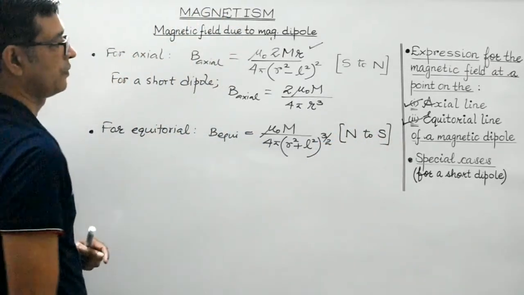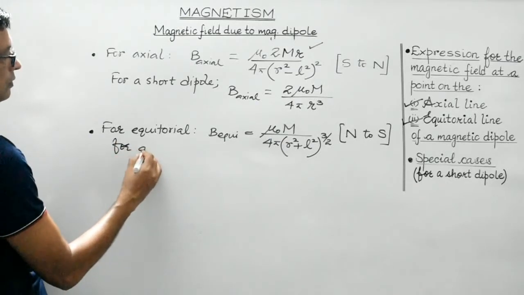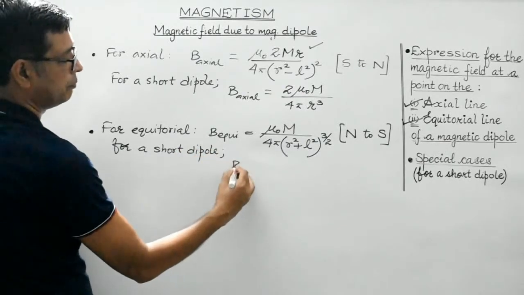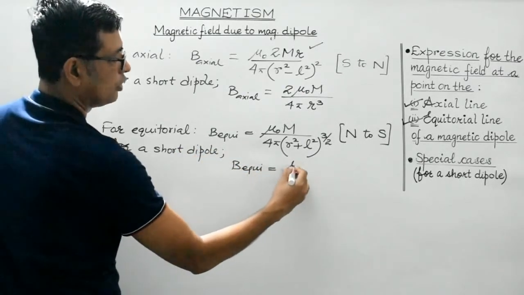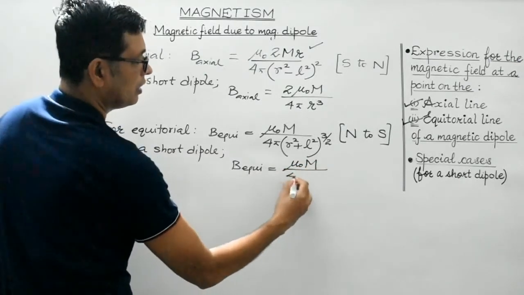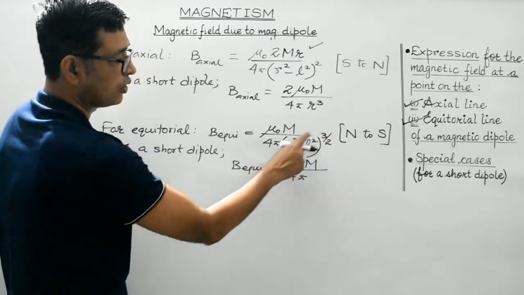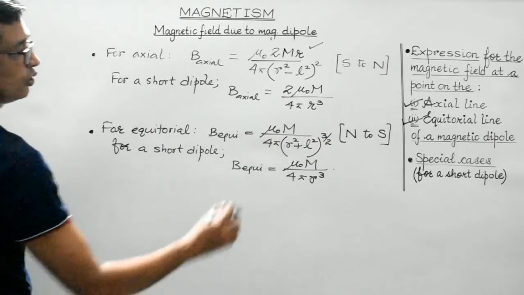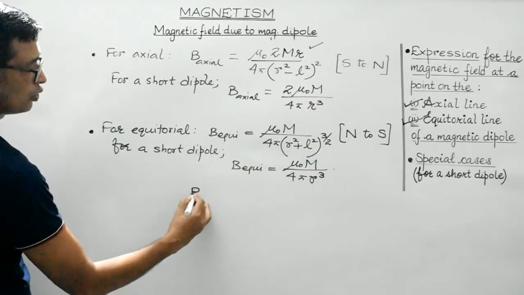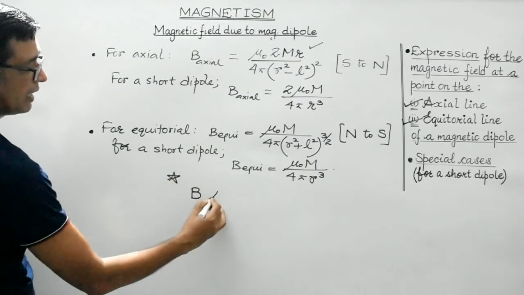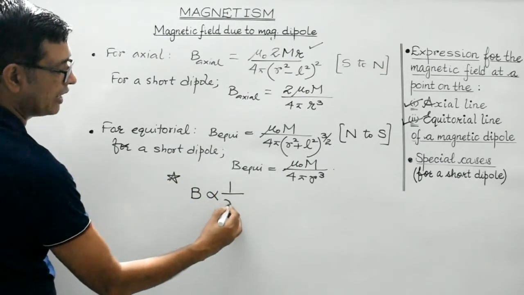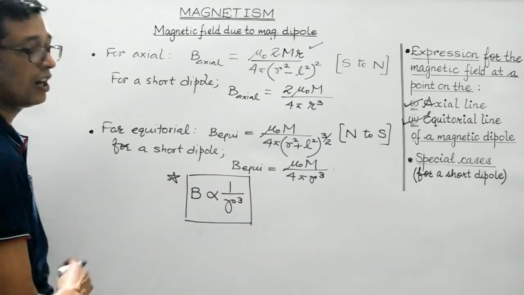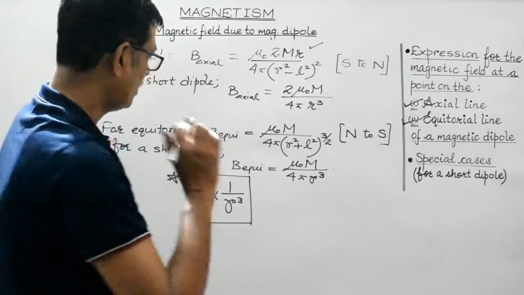Always remember it. And for a short dipole, B equatorial is equal to mu naught M divided by 4 pi. L square will be neglected, r square to the power 3 by 2 will be left with r cube. Right, students? So, consider these two. Common point is magnetic field at a point due to a magnetic dipole varies with distance r as B is inversely proportional to r cube. Clear, students?